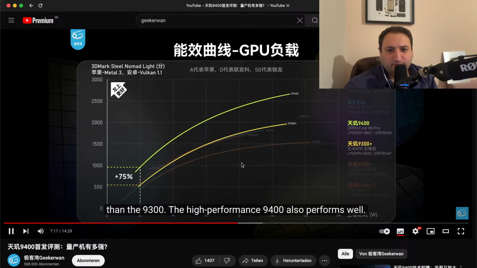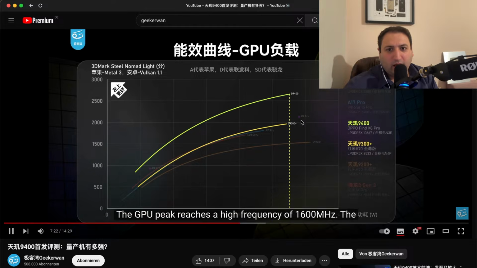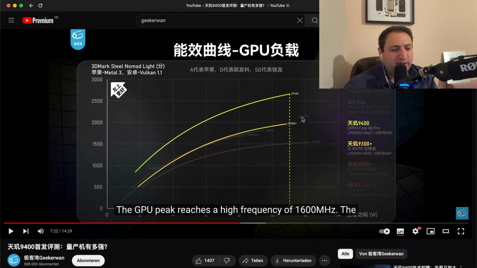而高性能段9400同样表现不俗，GPU 峰值在跑到1600。 I still, by the way, have never seen the A18, given that it uses 6 watts in games, I really struggle to see how it uses almost 12 watts in Steel Nomad Light, but yeah.